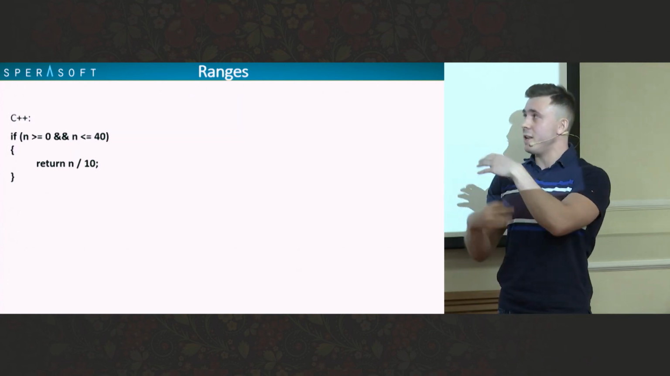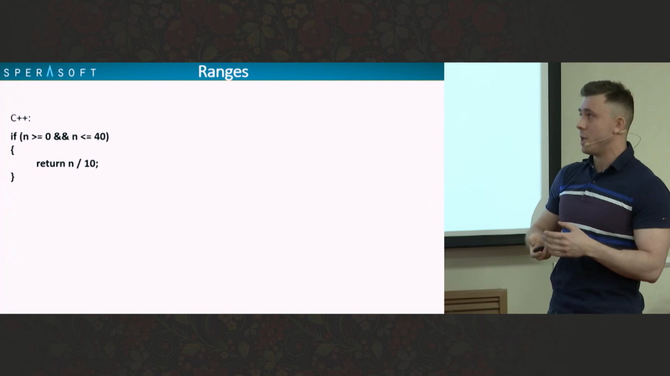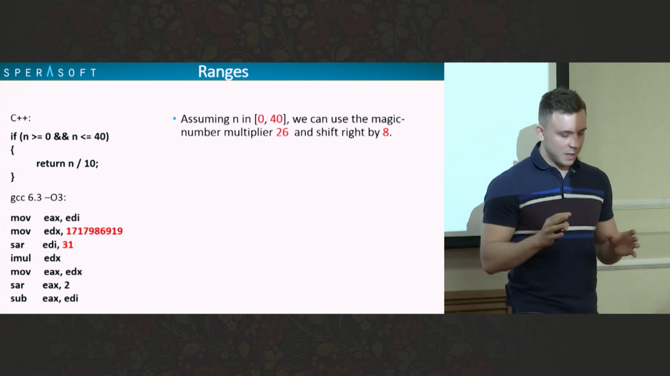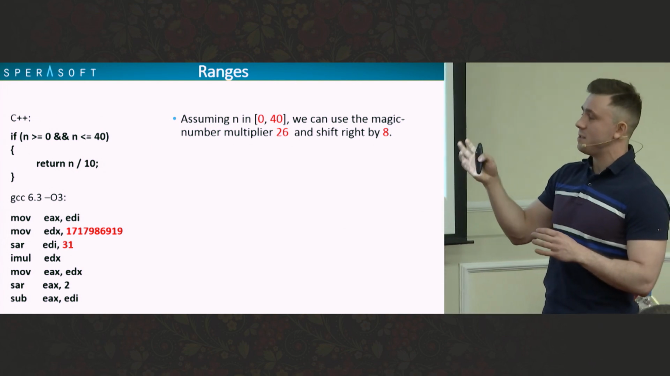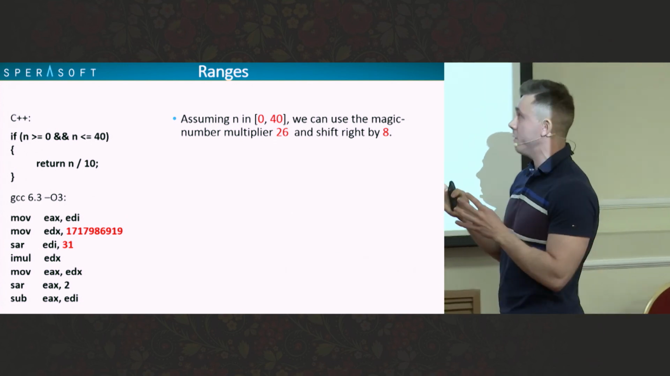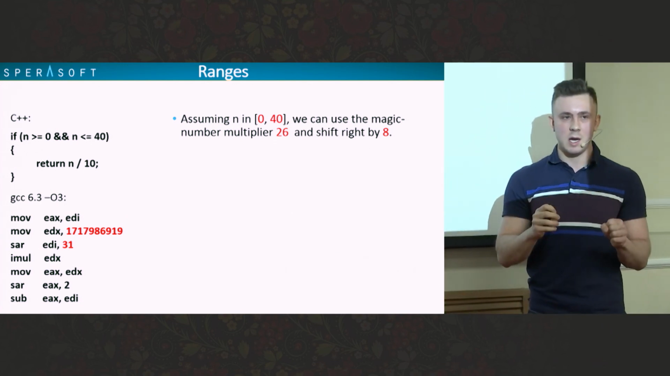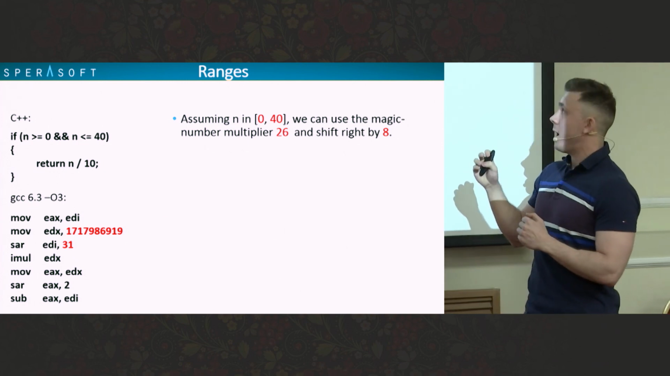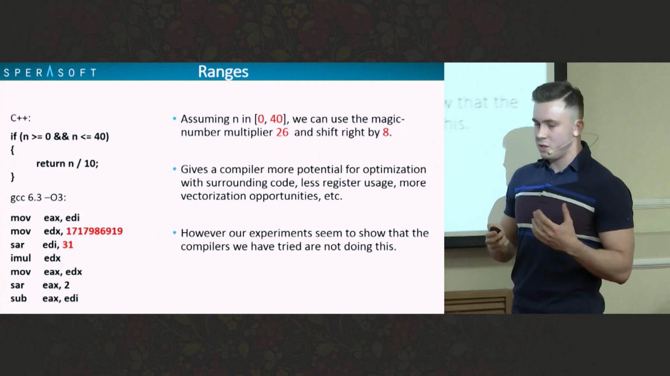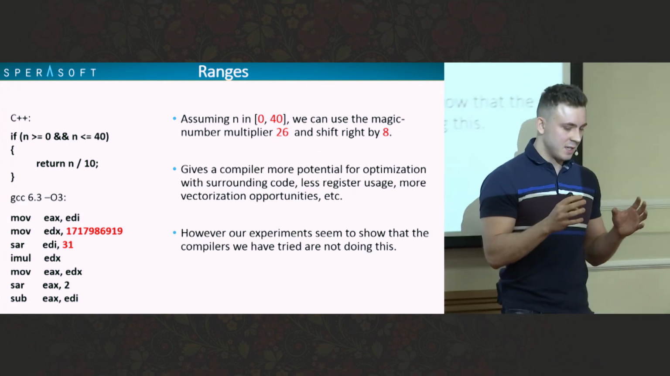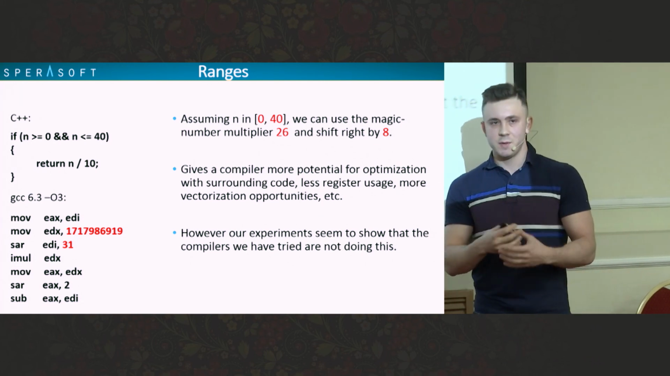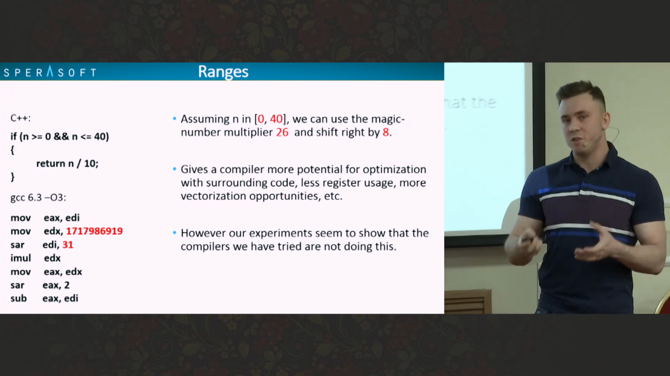In this block, again, it's obvious n lies in the range from 0 to 40, and we divide it by 10. So GCC generates this piece of code, but if you assume that n lies in this range, you actually don't need to use these big numbers for multiplication and right shift. We just computed it statically beforehand. You can actually replace it with 26 and 8. And if the compiler was able to recognize this, it could perhaps generate code with less register usage, with more opportunities for optimization and vectorization.